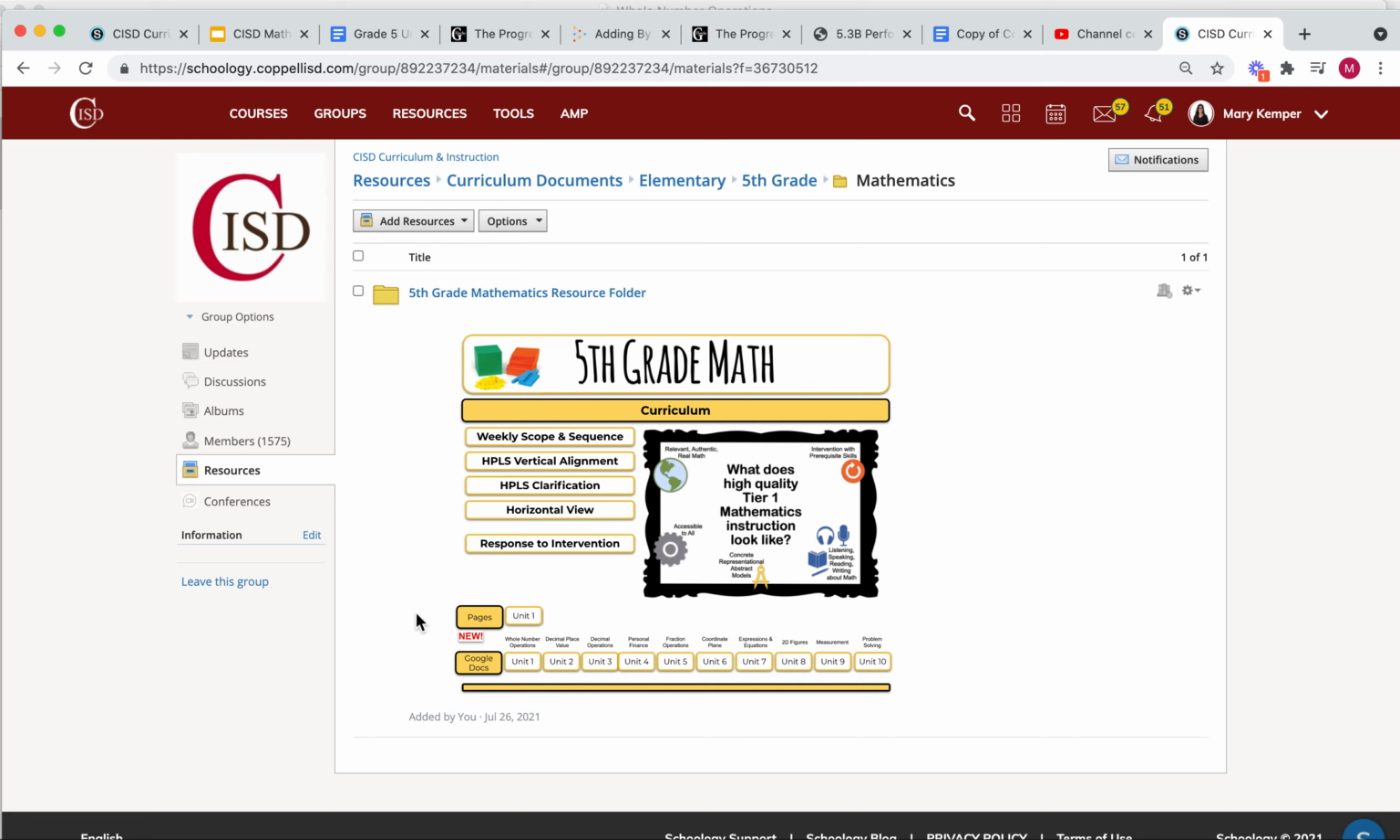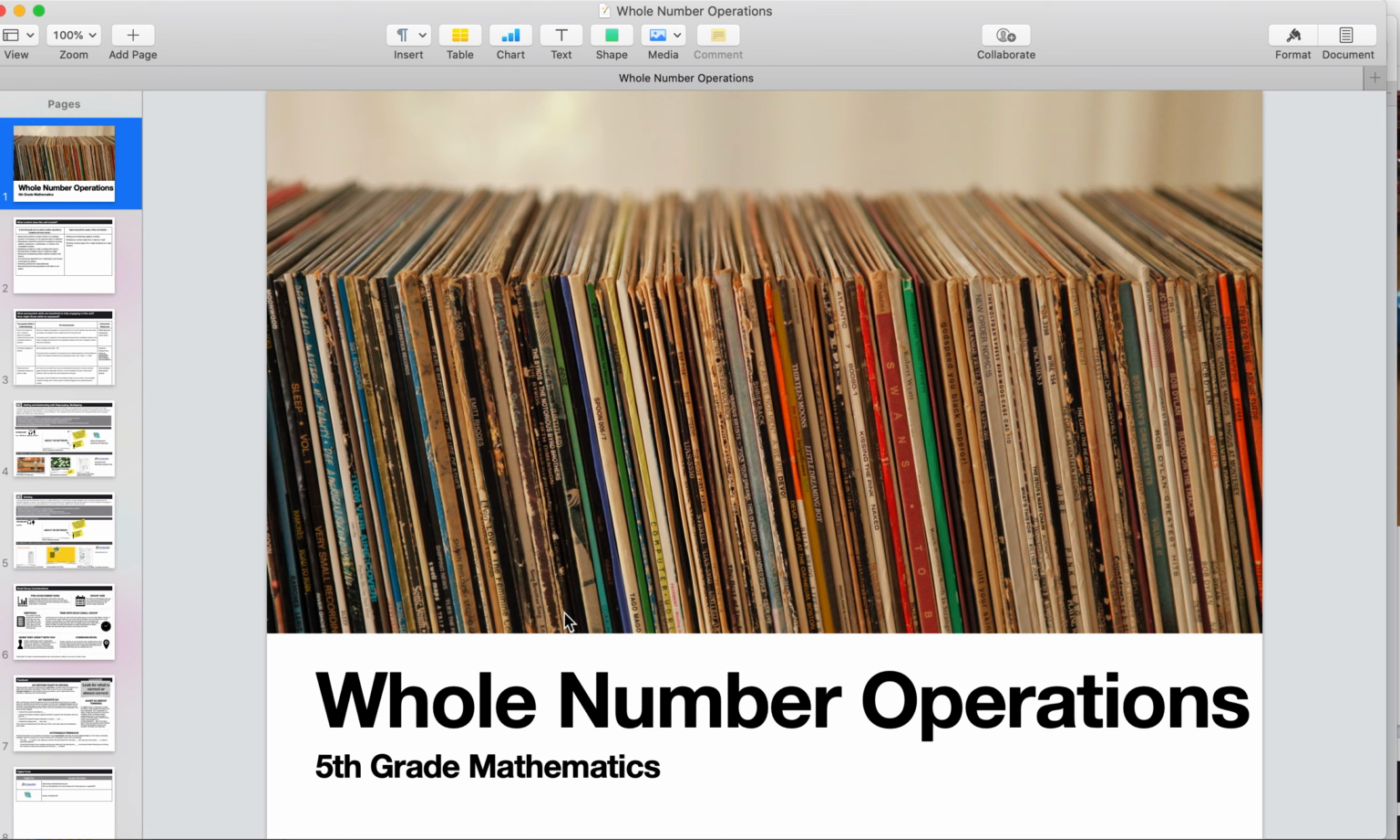I want to draw your attention to this new resource, Curriculum Documents Created in Pages. So in the Curriculum Instruction Schoology group, there's a button on the Google Drawing next to the Pages word where it says Unit 1. Click on that Unit 1 button. It will download to your computer this Pages file.